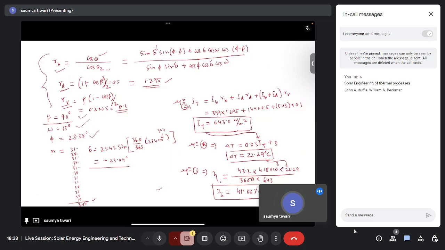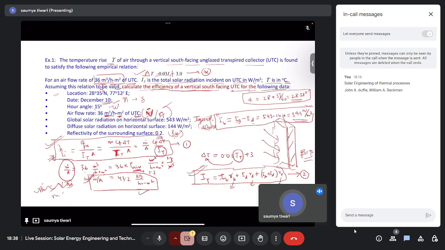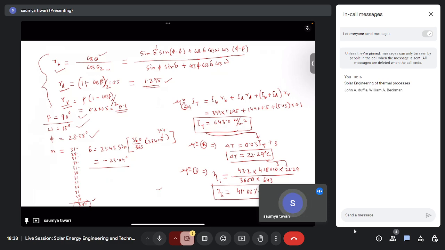Now the date is given. Date is December 10. Right, for December 10 we can get the number of days from January 1, which will be 344, and for n value 344 we can calculate this declination angle, right? We have already done this type of calculation many times. So we are seeing how the application of all those calculations that we have studied way back in the initial lectures. So we now know all the angles. We know beta, we know omega, we know phi, we know delta, right? You can put back into this RB equation, and we can get the value of RB, which will be, I think, 1.295.